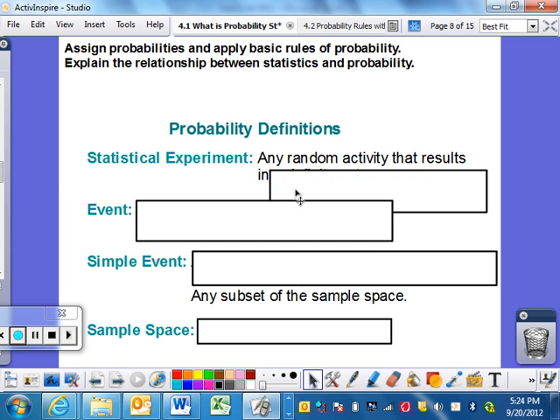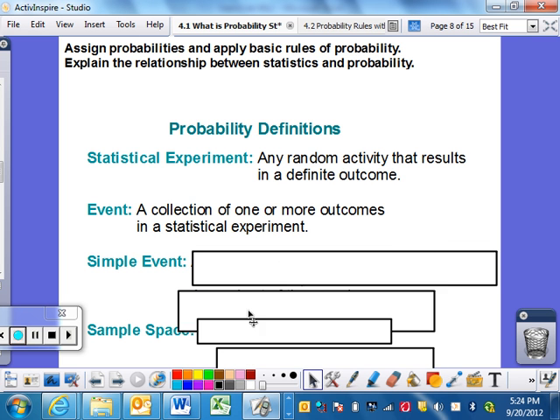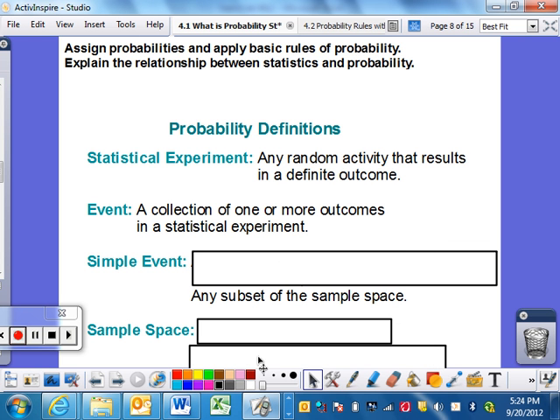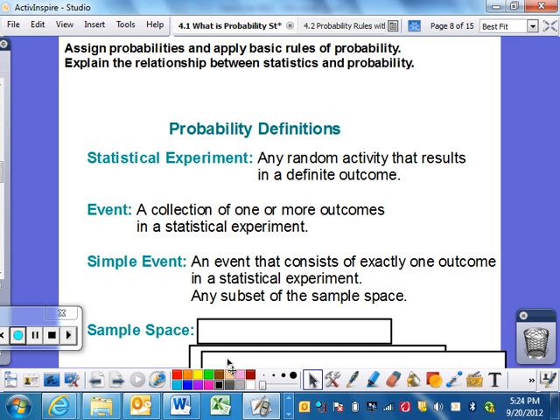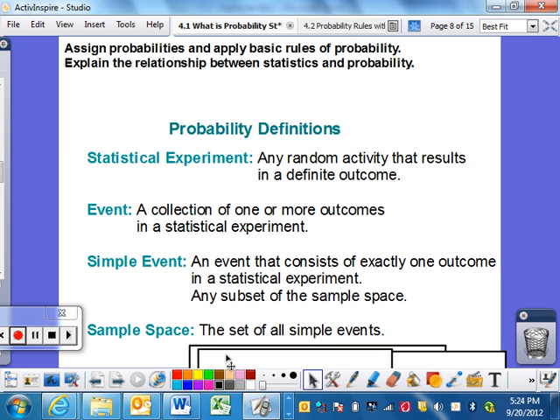So probability definitions that you may want to write down. What is a statistical experiment? A random activity that results in a definite outcome. The event is the collection of the outcomes. A simple event consists of exactly one outcome, and the sample space includes all the outcomes, and we'll talk about sample space right here. Sample space is just listing them all. So an event would be the collection. A simple event is one of them. A sample space includes all of them.